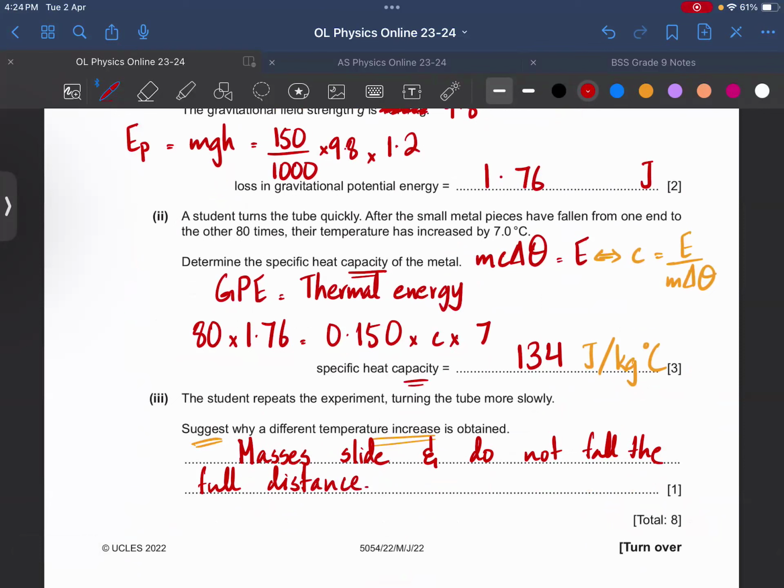इसके अलावा you can also say this in different ways. You can say that again, the question just says different temperature increase. It does not say more, it does not say less. So it's up to your imagination exactly what you want to say here.